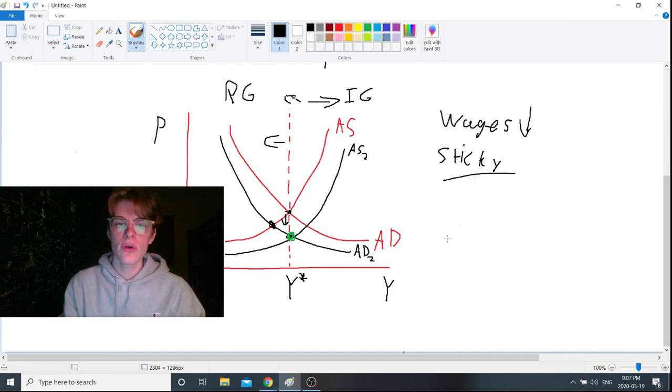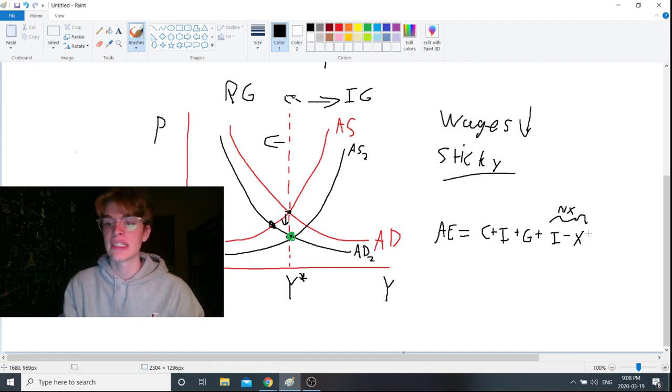Now we know our equation for AE is going to equal C plus I plus G plus I minus X. This is sometimes also just NX, but we'll break it up into imports minus exports. So if prices go up, what does that mean? Well, it means a couple things.